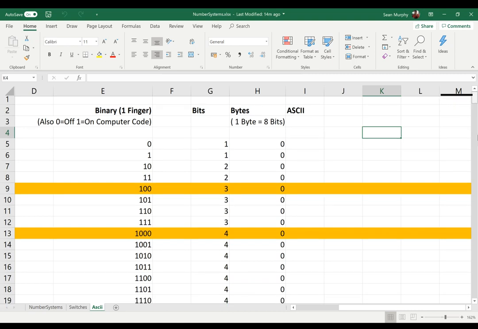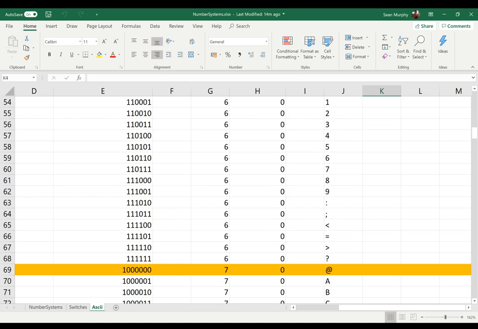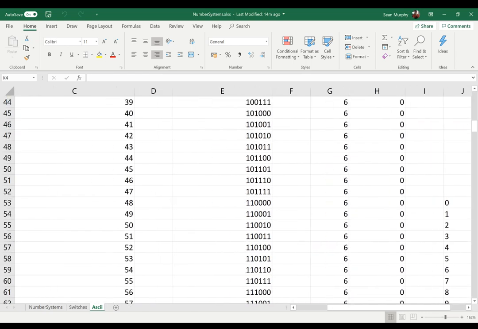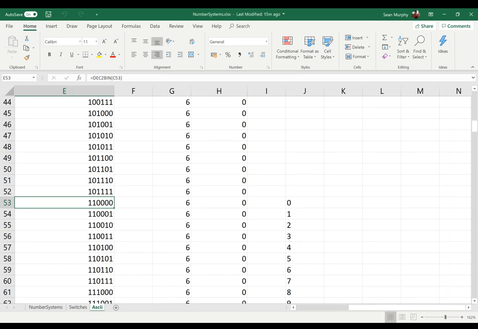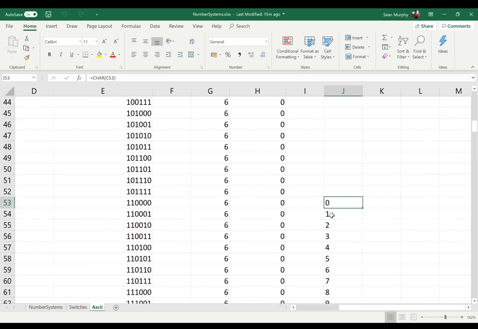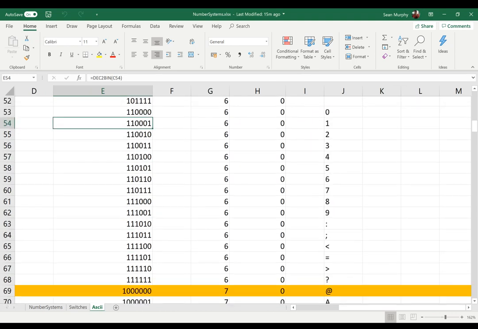So there you see it starts at around, if you go across here, this is the equivalent decimal number, around 48, which is this in binary. And if you go across, that corresponds to 0. So that's how you store 0 on a computer. How do you store number 1? Well, number 1 is stored like this, etc. How do you store anything else?